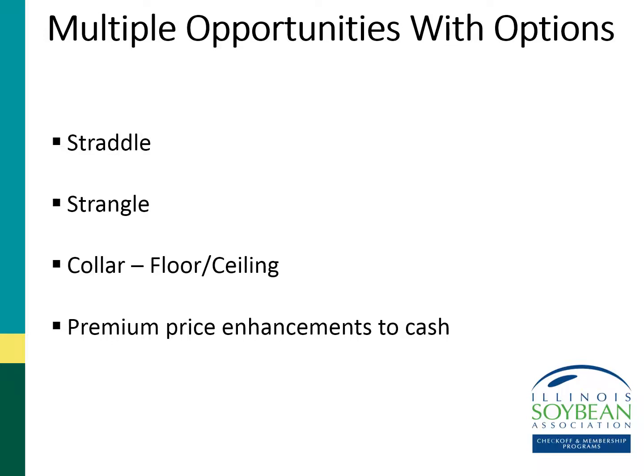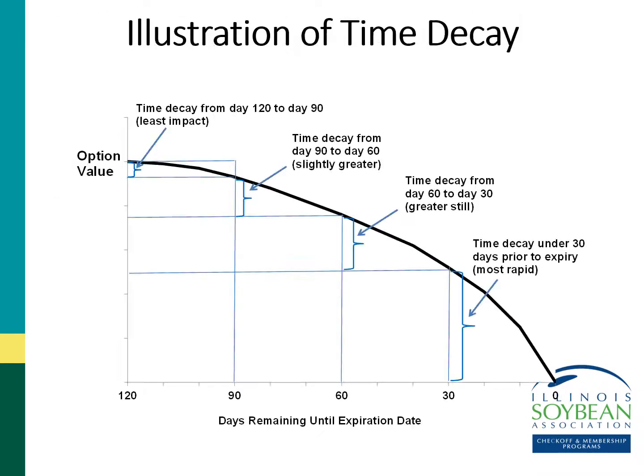So today's presentation, we're going to cover 4 different strategies. First, a straddle, then a strangle, which can easily be confused. We'll try to give you a mental trick on how to remember the difference. A collar, which includes a floor or a ceiling, and that is a bit of a review from the last presentation that we did. And then we'll also talk about premium price enhancements to cash sales.